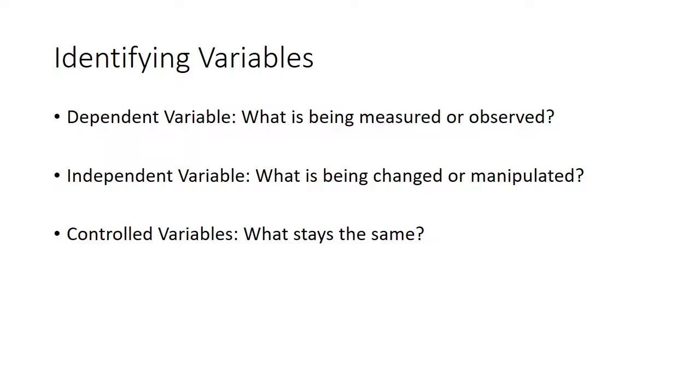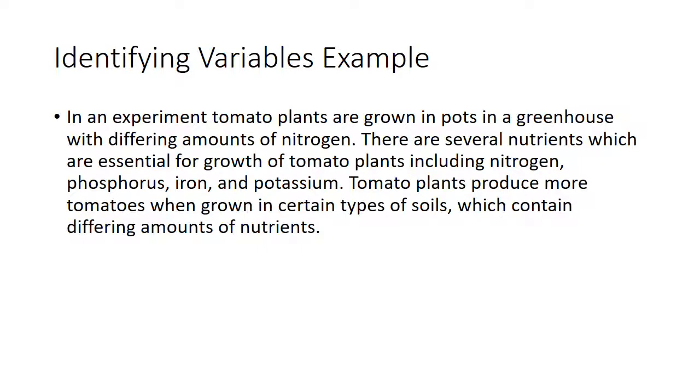Let's look at an example. Okay, so in an experiment, tomato plants are grown in pots in a greenhouse with differing amounts of nitrogen. There are several nutrients which are essential for growth of tomato plants, including nitrogen, phosphorus, iron, and potassium. Tomato plants produce more tomatoes when grown in certain types of soils, which contain differing amounts of nutrients. There's a lot of verbiage there, right? But let's pick out the dependent variable, the independent variable, and the controlled variables from the experiment.